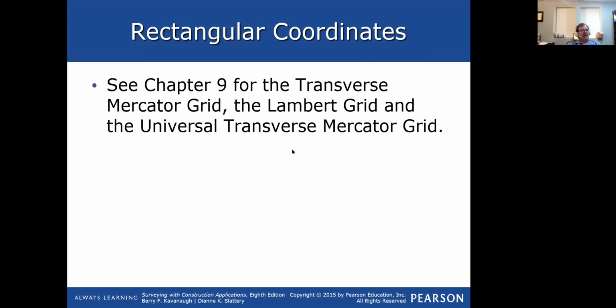Here, what we're looking at is, it talks about a transverse Mercator grid, Lambert grid. Chapter 9 is going to talk a little bit about this, but you don't have to worry much either. Again, if you really are into surveying and you have to really work in a construction situation, your data collector and your computer are going to handle this right here.